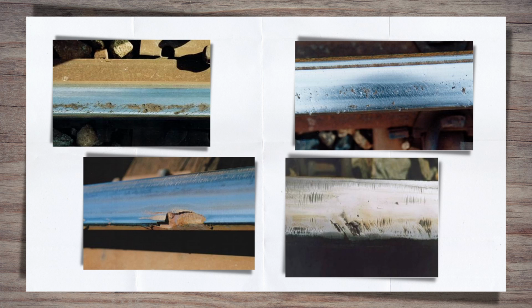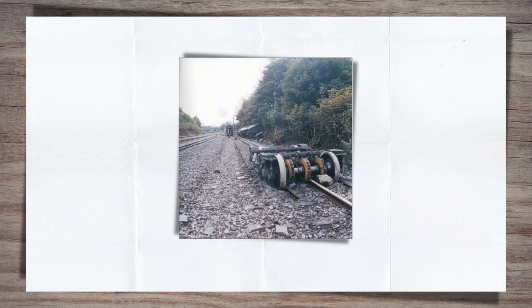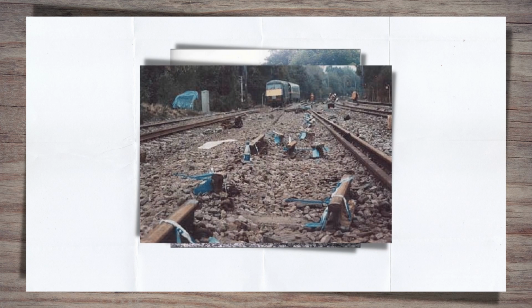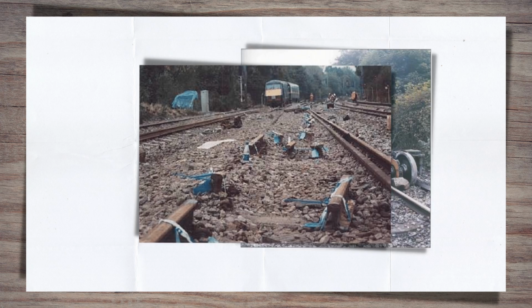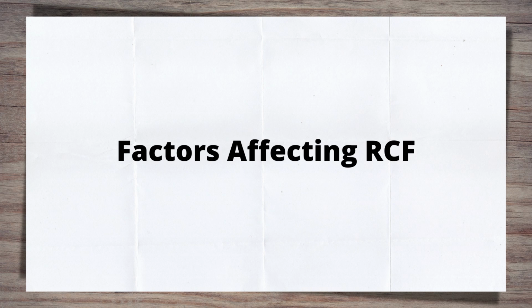This means that, if not monitored effectively, the cracks could be growing down into the rail, leading to it weakening while it looks normal on the outside. This is fundamentally what occurred at Hatfield in 2000, where 4 people were killed when a rail, riddled with RCF defects, failed catastrophically under a passenger train, causing it to derail. So what are the factors that can affect the initiation and then propagation of RCF cracks?